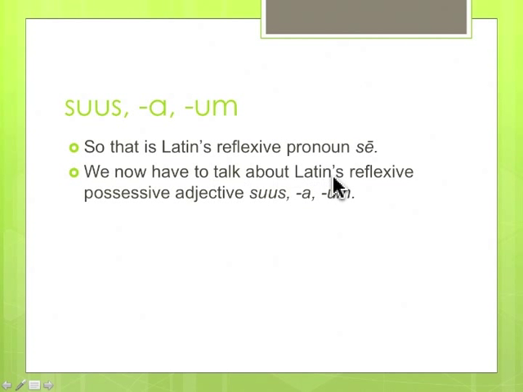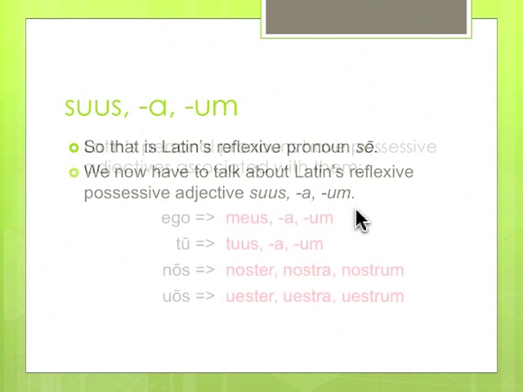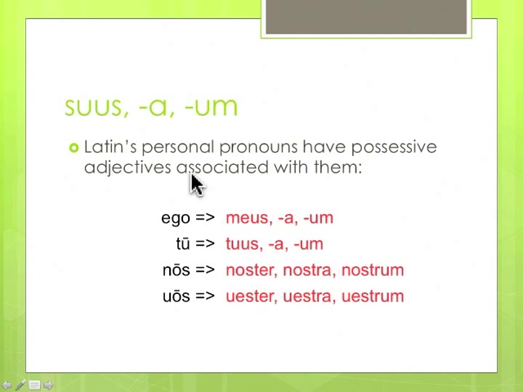We now have to talk about Latin's reflexive possessive adjective, suus, sua, suum. Before we do that, let's go back and review possessives for a moment. Latin's personal pronouns have possessive adjectives associated with them. For instance, ego, which means I, has the adjectives meus, mea, meum associated with it. Tu has tuus, tua, tuum. Nos has noster, nostra, nostrum. Vos has vester, vestra, vestrum.